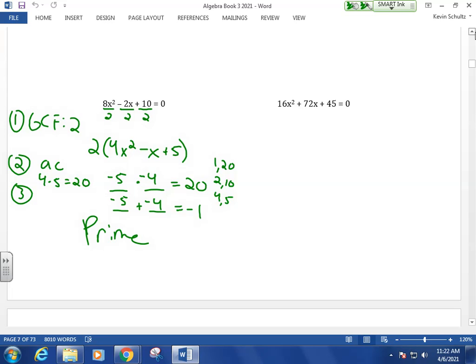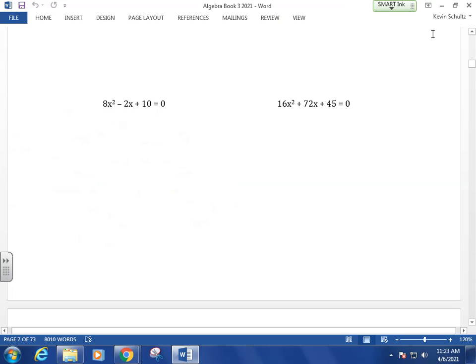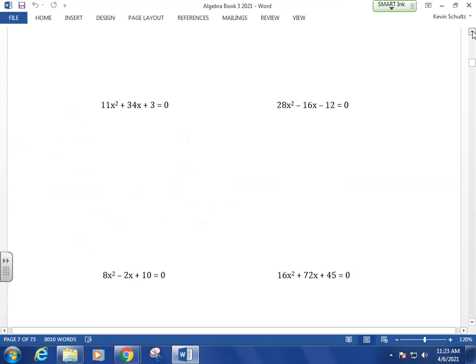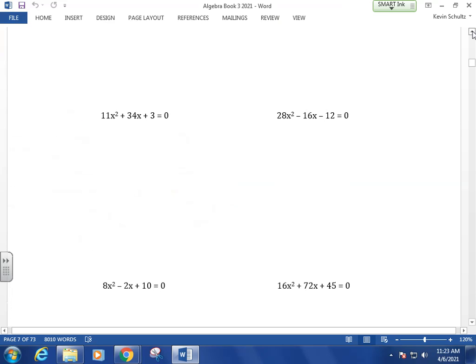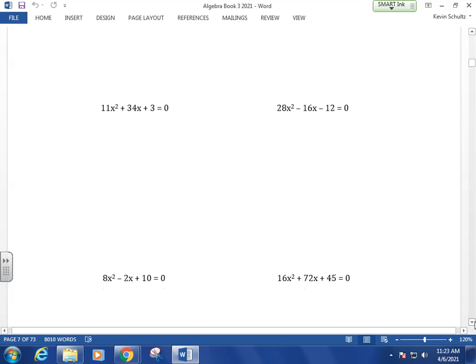Any others to go over? One that we can take to the finish line. Emily. The fourth one? On the first page? So that would be, let's see, 28x squared minus 16x minus 12? Yeah? Oh, okay. This one's good. We can take this one to the finish line.